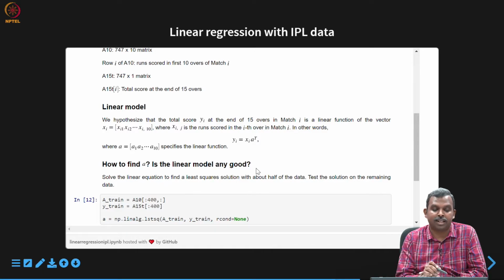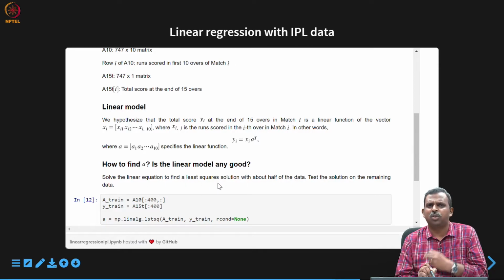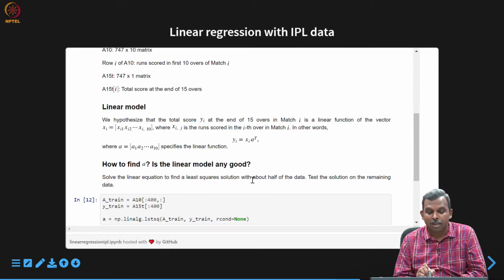You take half the data, 747, maybe half is some 400 or something, okay? I'm just taking 400 of the data points, and I'm going to solve the equation that I get using the least square solution, because I know least square solution will always be there. I mean, I may not get exact solution for these linear equations, the model may not fit, but I can always do a least square solution. So I'll get some answer, okay?